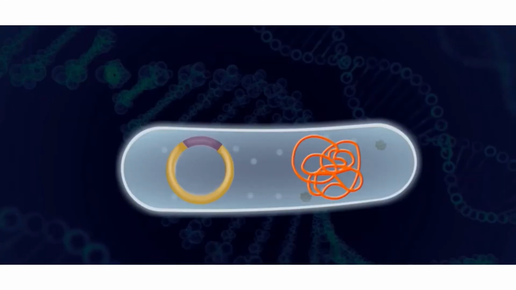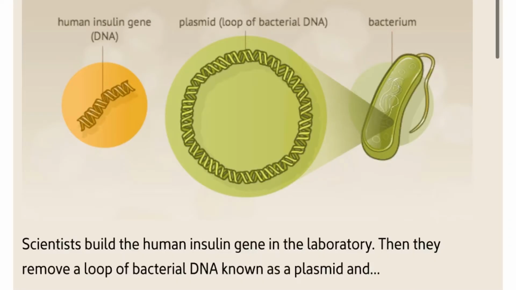And now we're going to talk about the aims and the applications of recombinant DNA. First we're going to talk about human insulin. Scientists built the human insulin gene in the lab, then they remove a loop of bacterial DNA known as the plasmid, as we have said before in the beginning of the presentation.